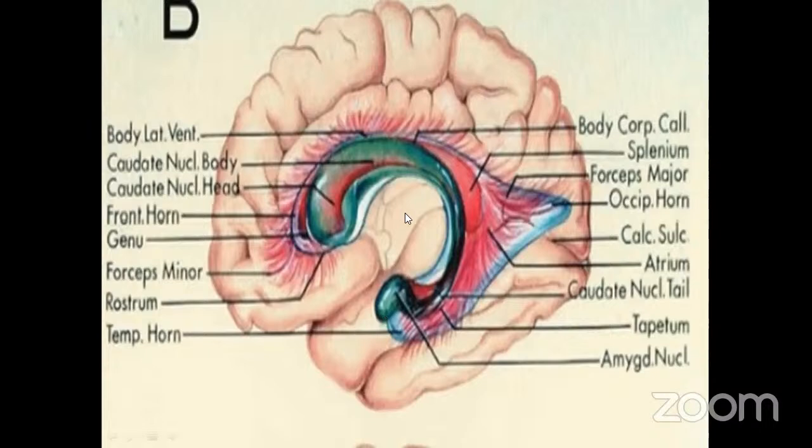Previously, we saw how the fornix surrounds the thalamus. Here we can see how the caudate surrounds the thalamus, and the caudate has got a head, body, tail, and ending into the amygdala. And we've got the corpus callosum over here as well.